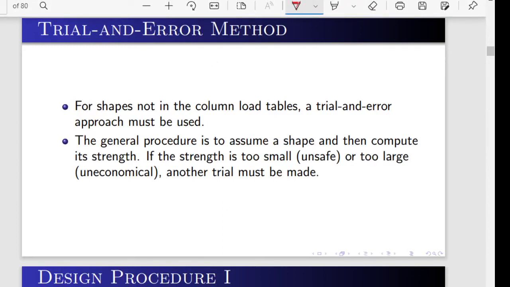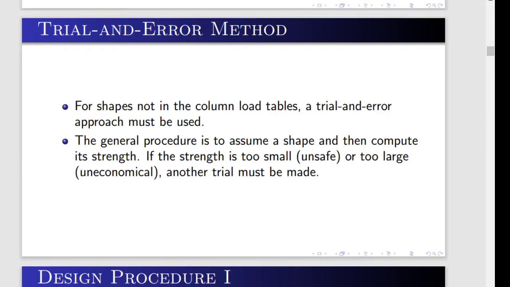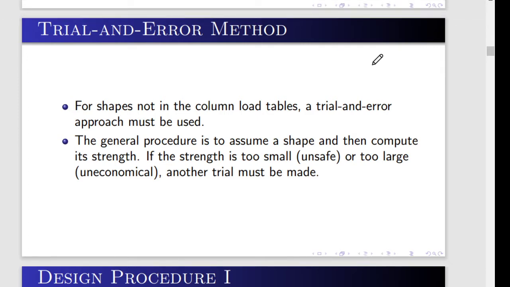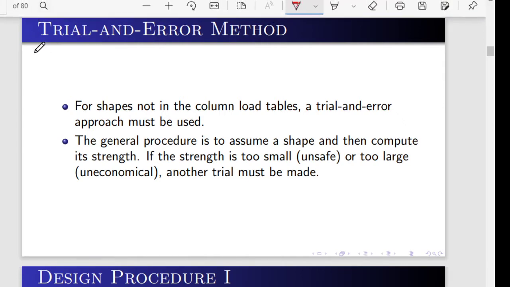Right, let's continue discussing the lecture. We have this trial and error method. For shapes not in the column load tables, the trial and error approach must be used.